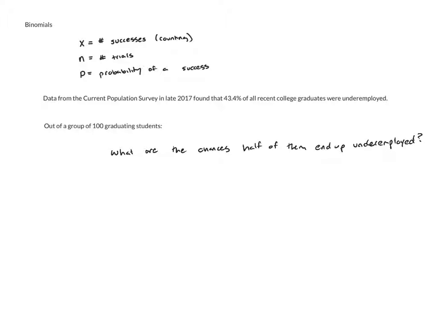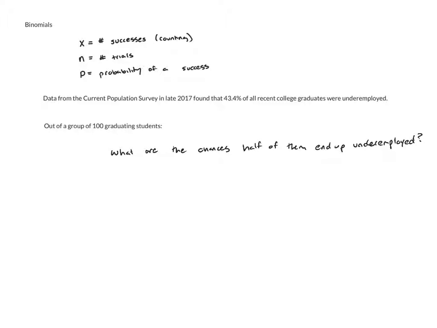This data shows us that out of recent college graduates, people who've graduated in the past year, the current population survey found that 43.4% of them were actually underemployed, meaning that they had a job they didn't need their degree for, or they weren't working the hours they wanted, or they didn't have job security. Now, what we're going to be working with here is saying if we have a group of 100 graduating students in that first year, what kind of things would we expect? That is, first of all, what are the chances half of them end up underemployed? As we approach graduation time, what are the chances out of 100 students that half of them will actually end up underemployed during that first year?